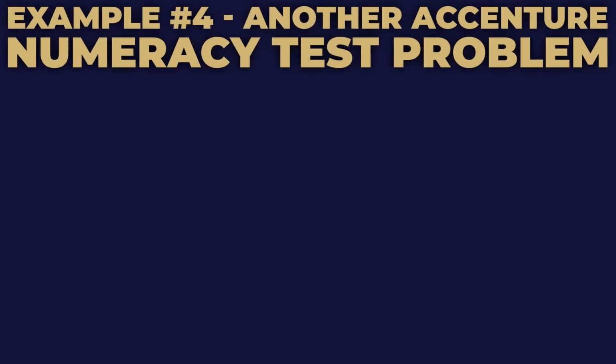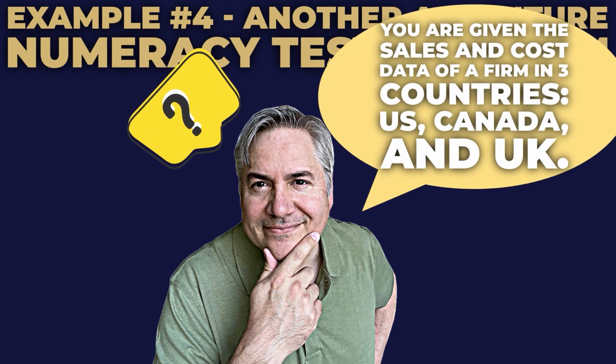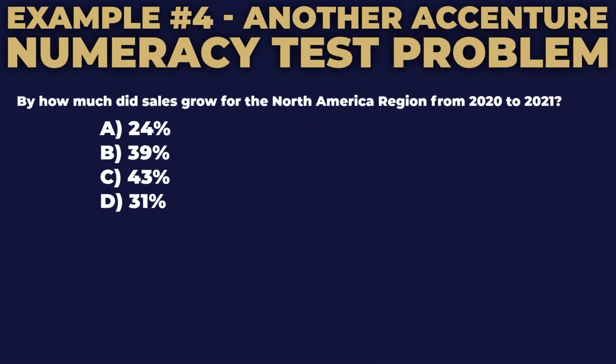Example number 4, another Accenture Numeracy Test problem. Here you are given the sales and cost data of a firm in 3 countries, US, Canada, and UK. The question is, by how much did sales grow for the North America region from 2020 to 2021?